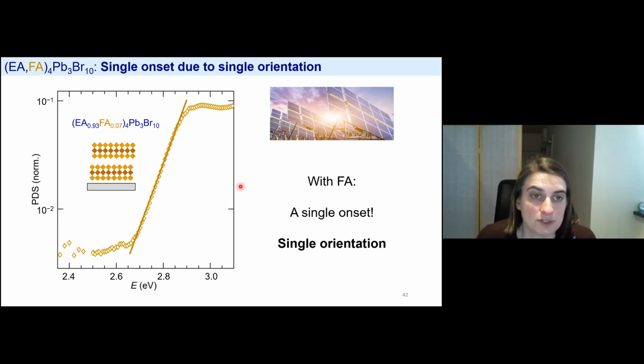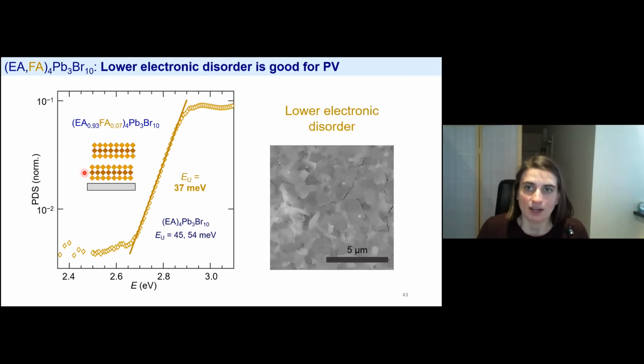For the formamidinium-substituted film, encouragingly, we see only one onset. This is almost certainly because we only have one crystallite orientation. And if we calculate the Urbach energy, our measure of electronic disorder, we see that it's considerably lower: 37 meV, in contrast, is lower than 45 or 54. And this almost certainly is because we have these much larger domains, fewer interfaces, and fewer pinholes that could contribute to electronic disorder.